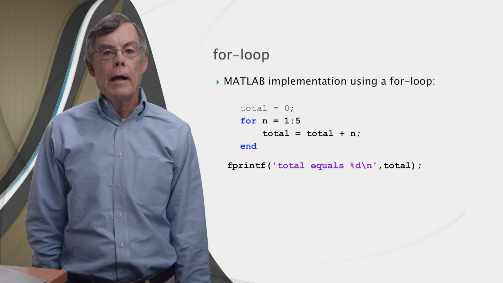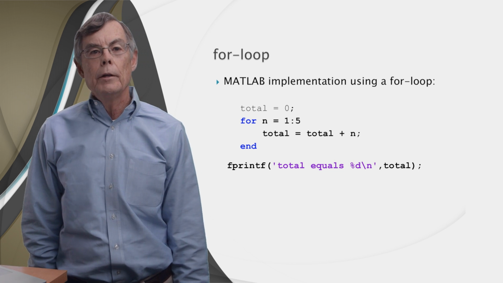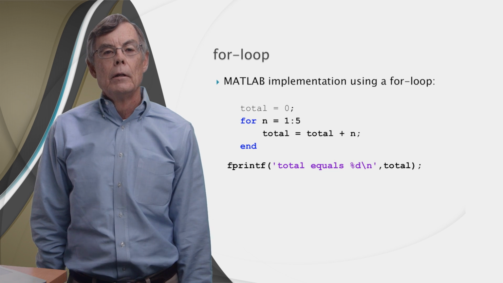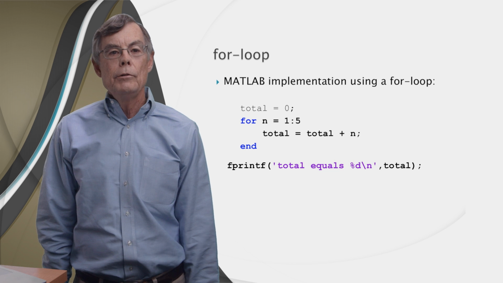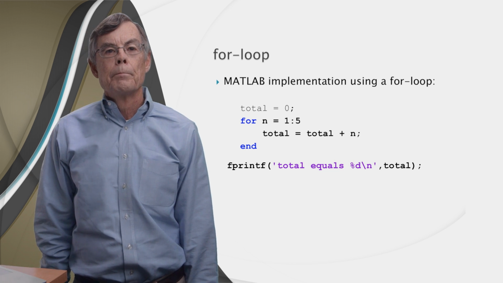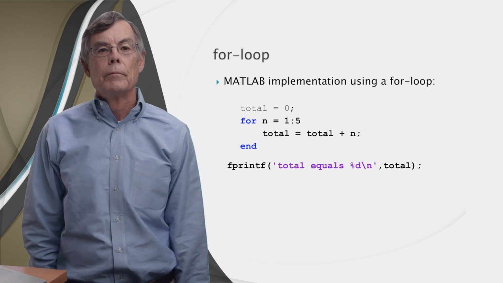So, just as for our algorithm, total keeps accumulating the sum, becoming equal to 1, then 3, then 6, then 10, and finally 15. Once the last element of the vector is assigned to the loop index and used in the block of code inside the loop, the loop ends. And then fprintf prints the value of total, which is 15.